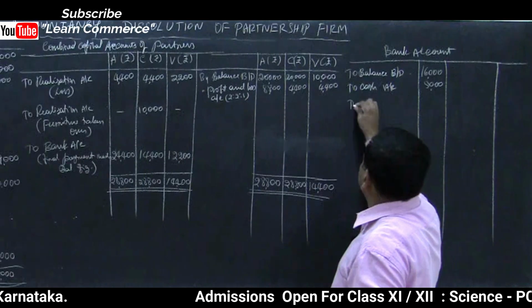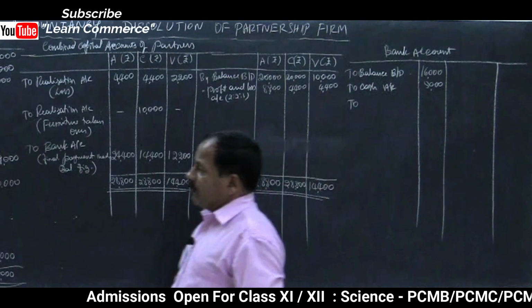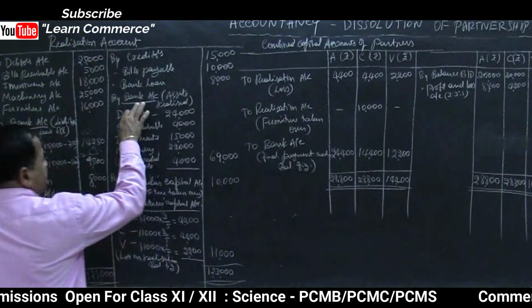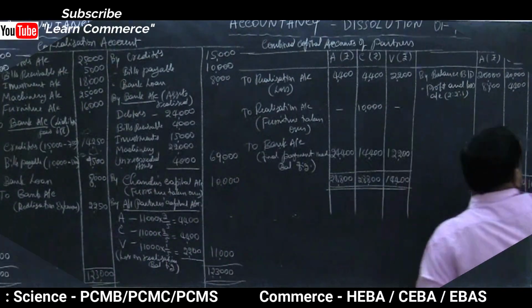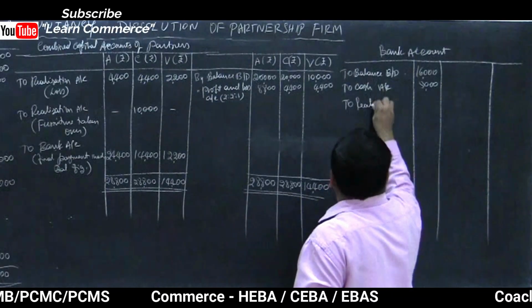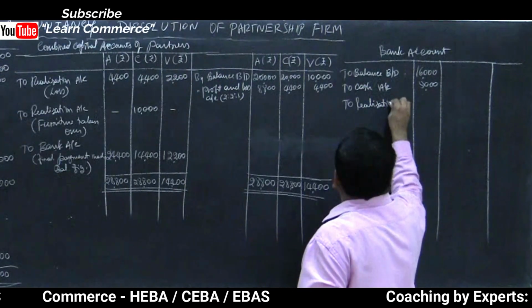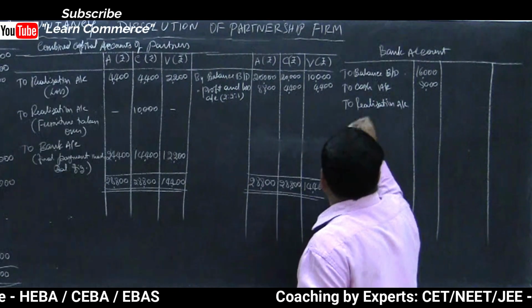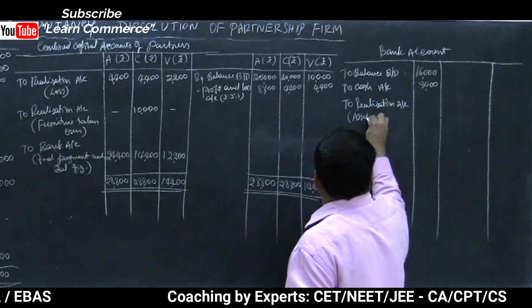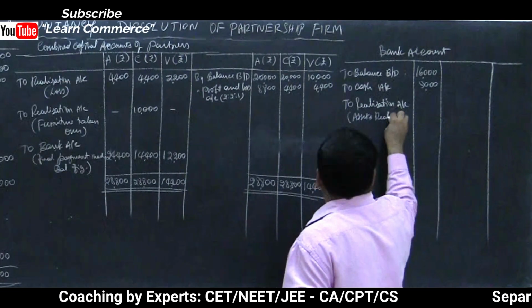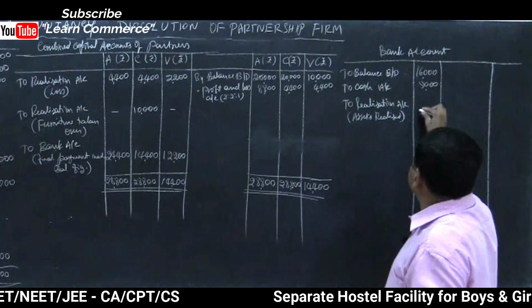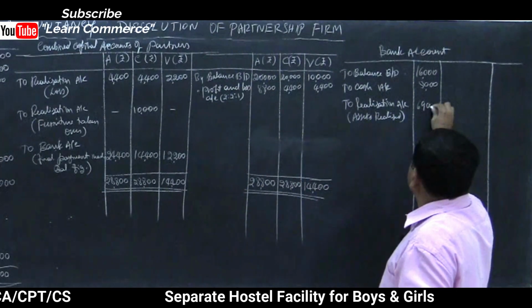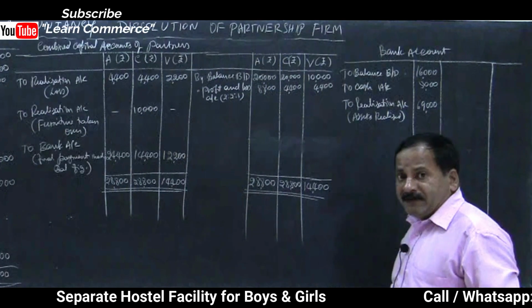Then to realization account, assets realized, right? Refer here, bank account debit to realization account. So bank account debit to realization account, assets realized. Write the total amount 69,000. Is that correct? Yes, that's all. No other entry on the debit side.